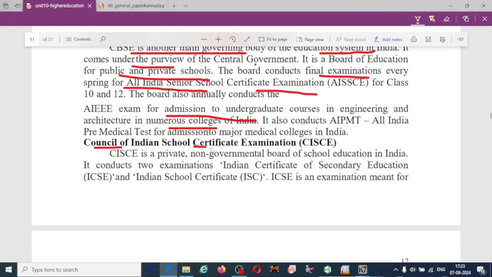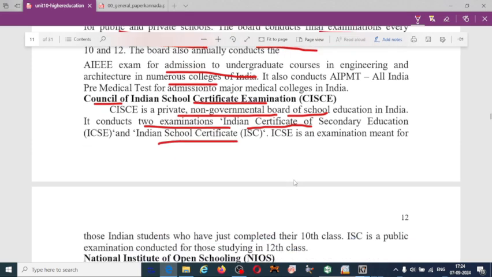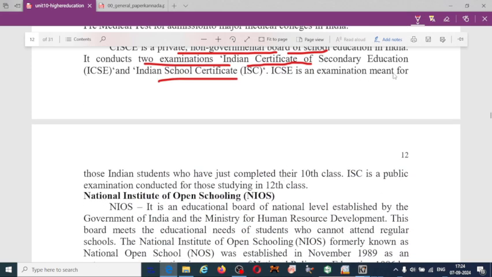Council of Indian School Certificate Examination CISCE is a private non-governmental board of school education in India. It conducts two examinations: Indian Certificate of Secondary Education and Indian School Certificate ISC. This is meant for the students who have just completed 10th class.